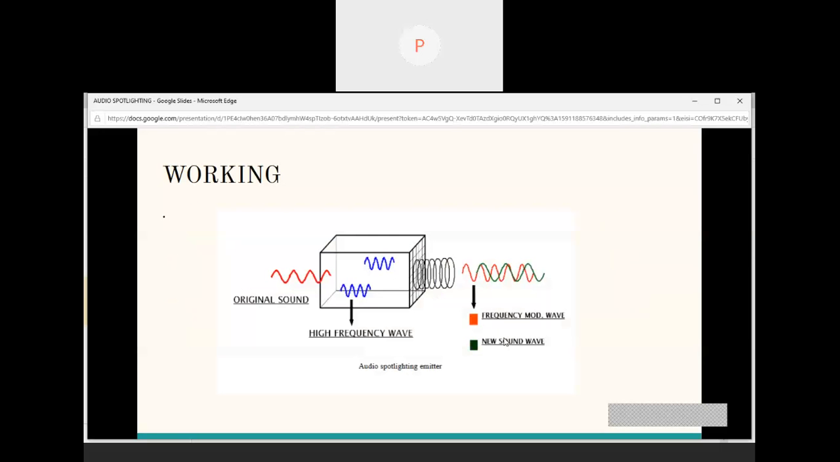Due to its nonlinearity property, the air slightly alters the sound wave, giving rise to a new sound wave within the ultrasonic wave. This is the new sound wave which is produced, which is a replica of our original sound waves with lower frequency. This information signal is in the human audible frequency range. Since we can't hear the ultrasound waves, we hear only this new wave which is formed.